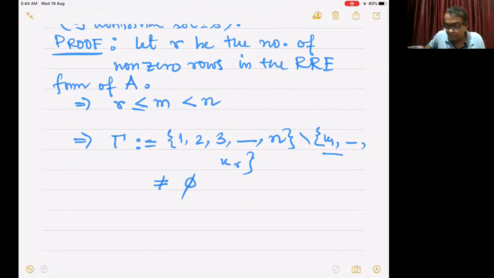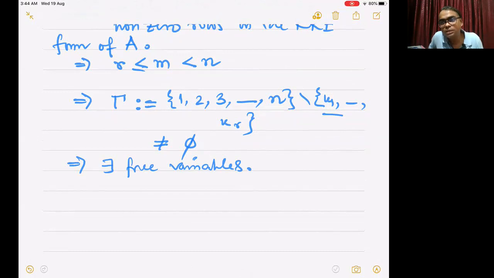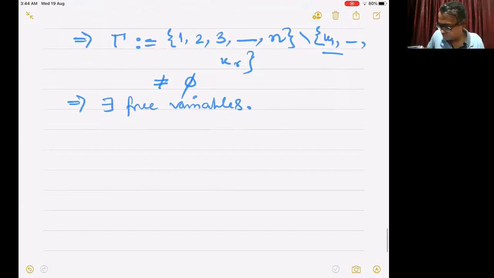If it is non-empty, that means there exist free variables, namely those variables which we had assigned as parameters. Here there will be n minus r such free variables, and because r is strictly less than n, n minus r is non-zero. Therefore there will be free variables, which means I can choose those variables to be non-zero. That means it will be a non-zero solution. That's it. This is the proof.